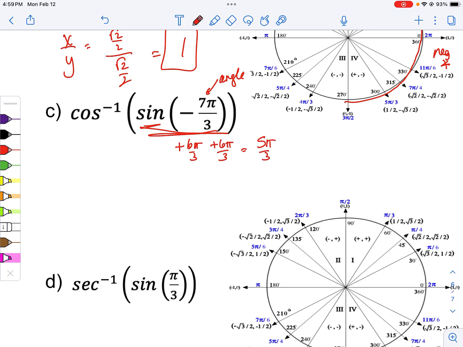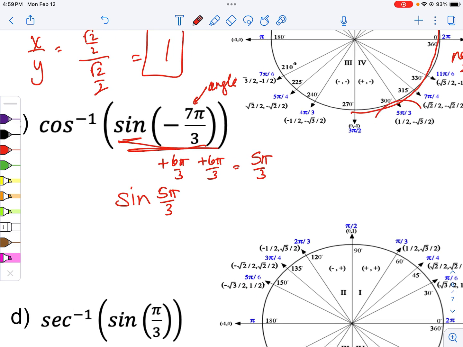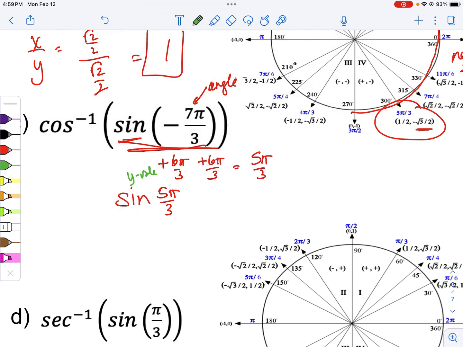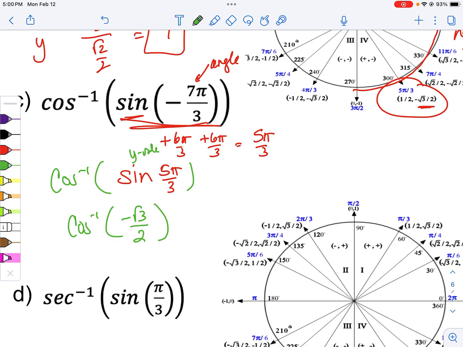So the first thing I have to do is I have to find sine of 5 pi over 3. Well, that's on my unit circle. It's actually right down here. So sine of 5 pi over 3 is the y value, right? Because we know that sine is the y value at pi over 3, which is -√3 over 2. Now, because this had a cosine inverse in front of it, now I have to do cosine inverse of -√3 over 2. Okay, so again, we do have to check the restrictions.